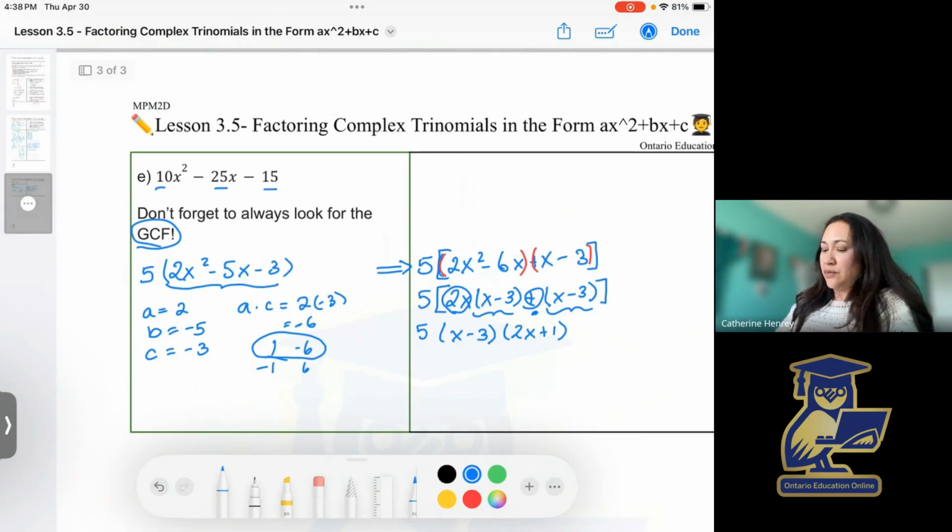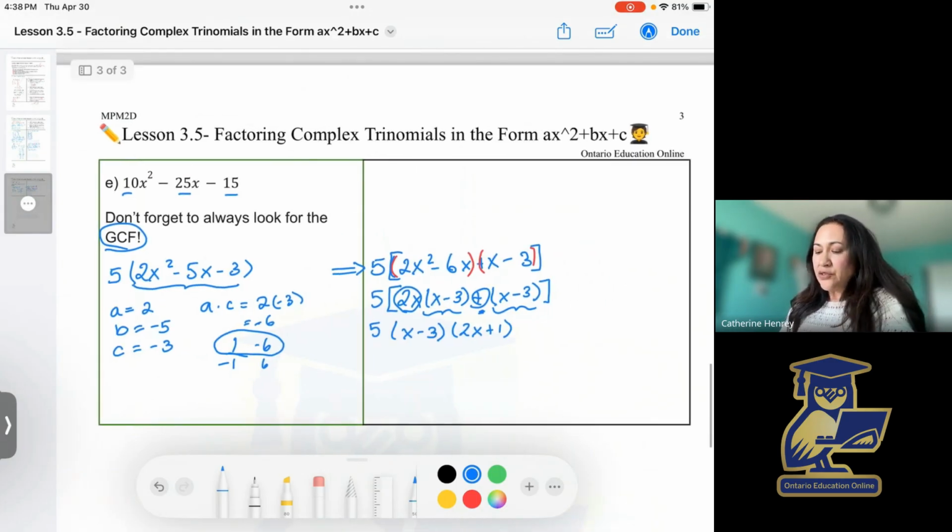All right, so there's factoring complex trinomials. So now we can factor simple trinomials where a is equal to 1, and then we can factor complex trinomials where a does not equal 1. Really, the most helpful thing is knowing your multiplication tables, staying organized and following the steps, and practice, a lot of practice factoring, and you get really good at it.